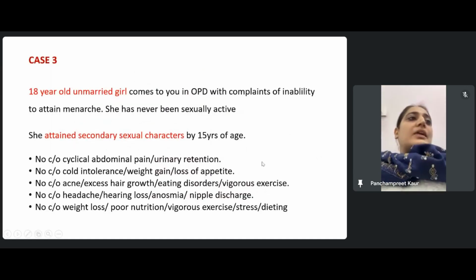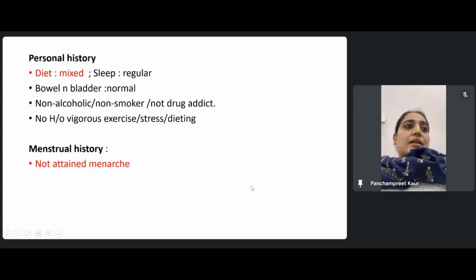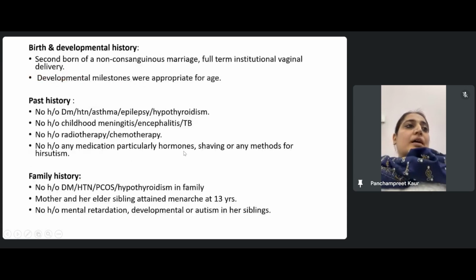So coming on to the third case, she was an 18-year-old unmarried girl who comes to you in OPD with complaints of inability to attain menarche. She has never been sexually active. She attained secondary sexual characters by 15 years of age. All the negative history was ruled out, like loss of appetite, exercise, any hearing loss, stress, dieting, anything. She had a mixed diet and no addiction. She was a second-born child.